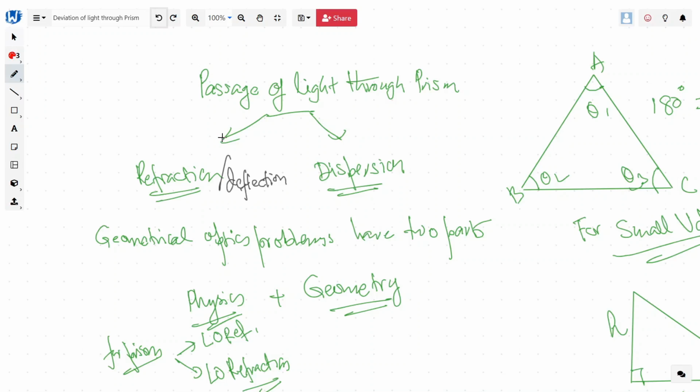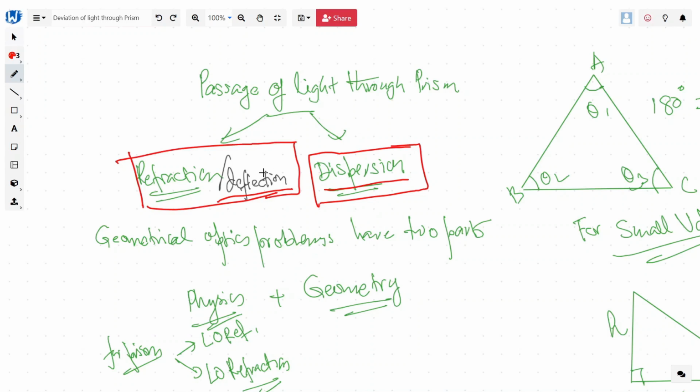Hi, today we'll talk about passage of light through a prism. When a light ray passes through a prism, two things happen. Because of refraction, the light rays get deflected, and if we have white light, it gets dispersed into different colors. We are going to deal with dispersion in another video, and today we are going to focus on refraction and deflection.